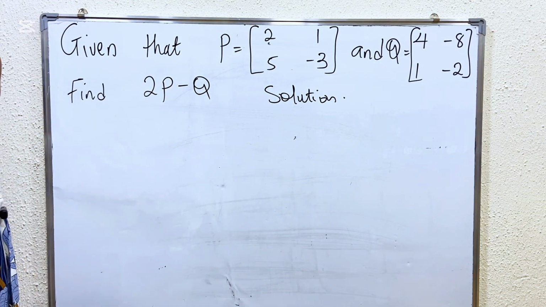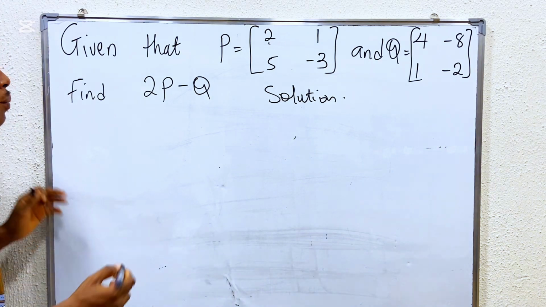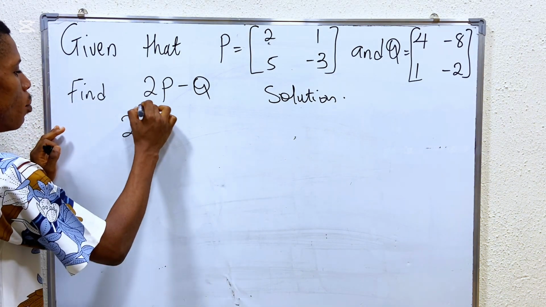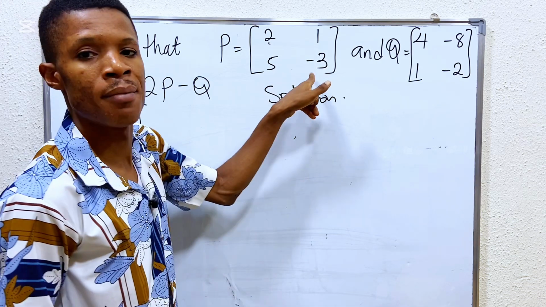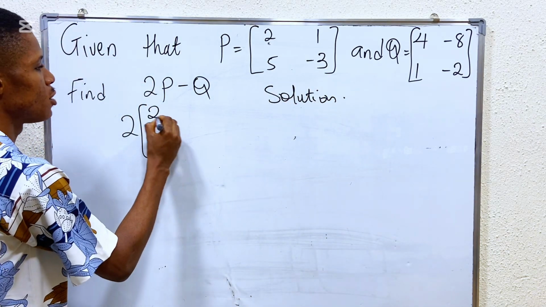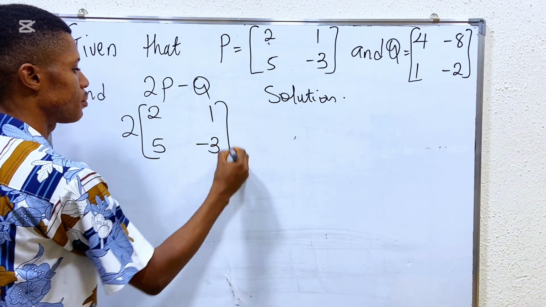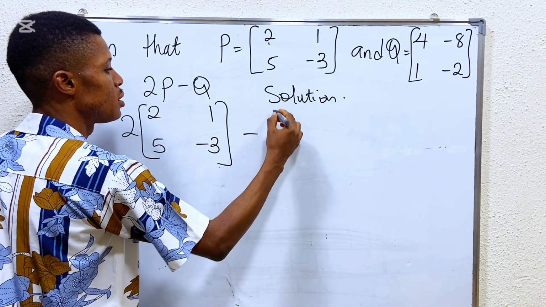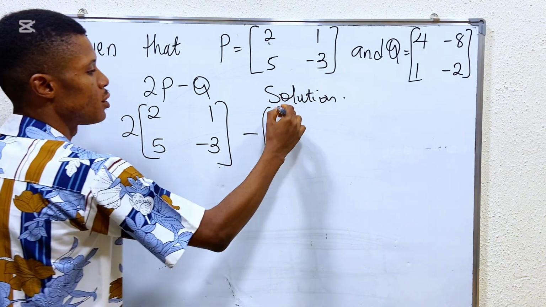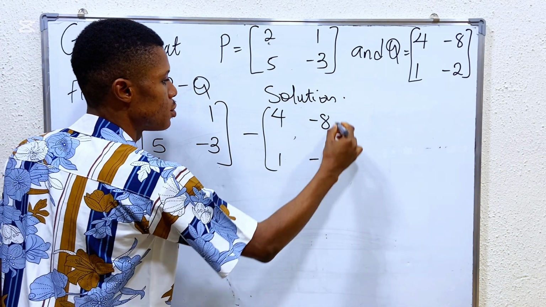Okay? So for us to find the matrix 2P minus Q, it is very simple. That means 2 will multiply matrix P, which is 2, 1, 5, -3. We have it as 2, 1, 5, -3. Then we are going to subtract another matrix Q, which is a matrix of 4, -8, 1, -2.